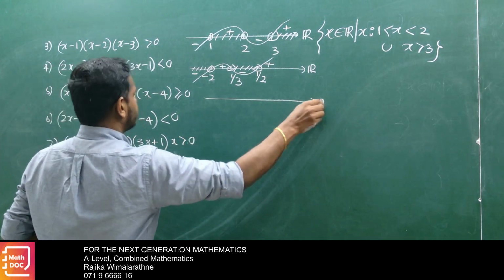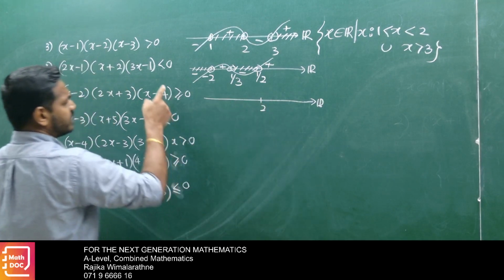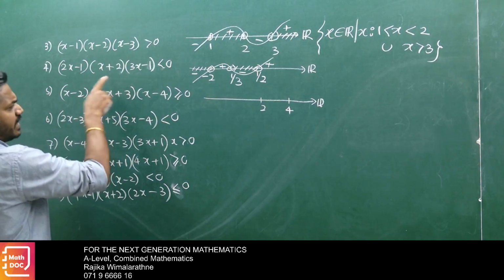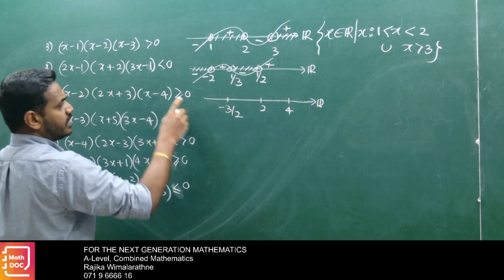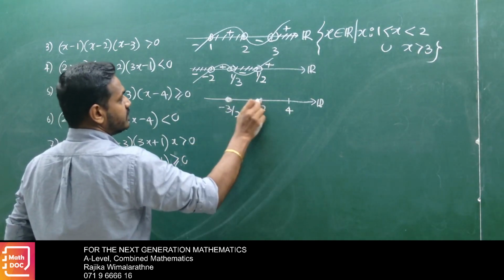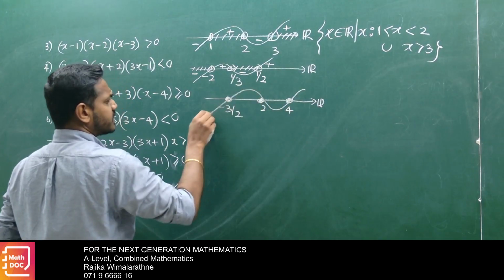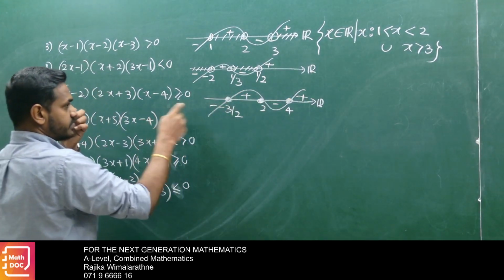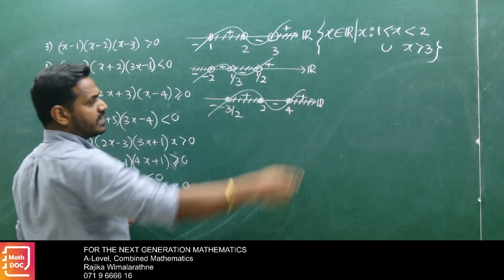Here on the real number line, the zero value is 2. Here the zero value is 4. The zero value here is minus 3 over 2. We have equality, then shade. Start from the right hand upper corner. Sketch the graph. Positive, negative, positive, negative. We need positive solutions. The shaded region is the solution. Finally you write the answer.